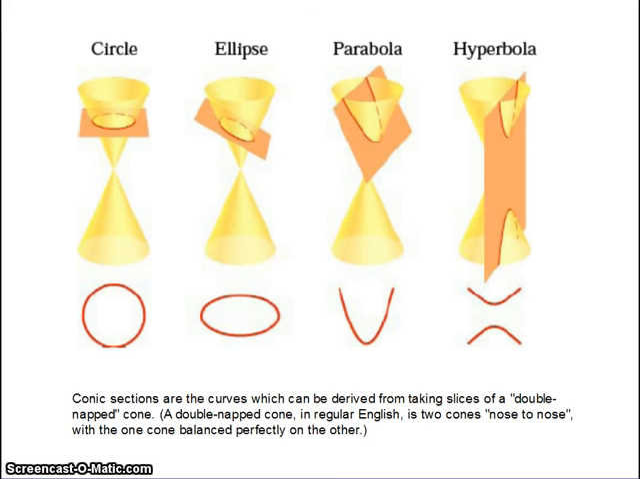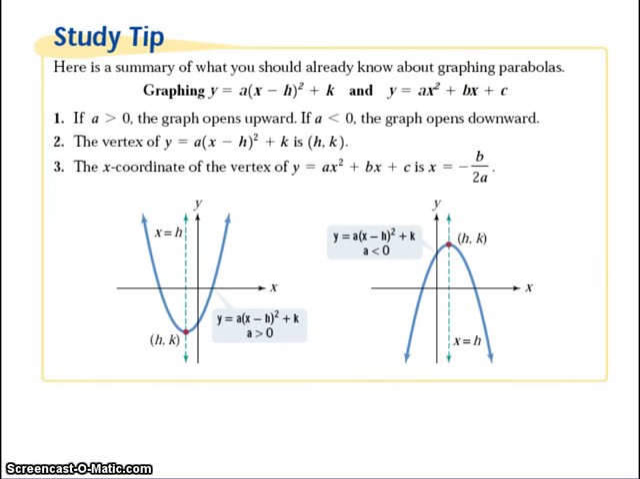Hello, welcome to the chapter on conic sections. We're going to be looking at parabolas today. A conic section is when a plane intersects a cone or a double napped cone to create one of these shapes you see at the bottom here. We will specifically be looking at parabolas today, which is something that we've already looked at.